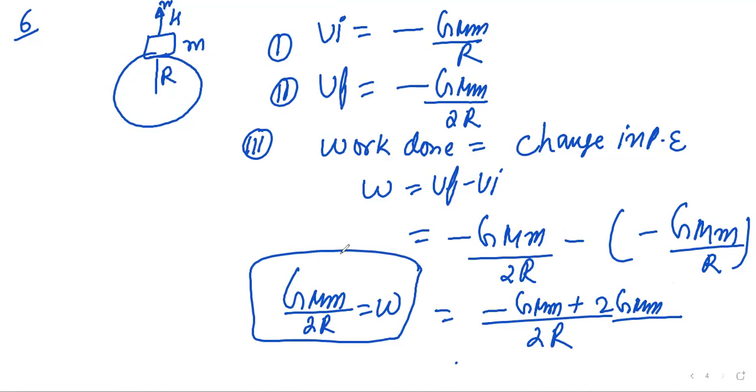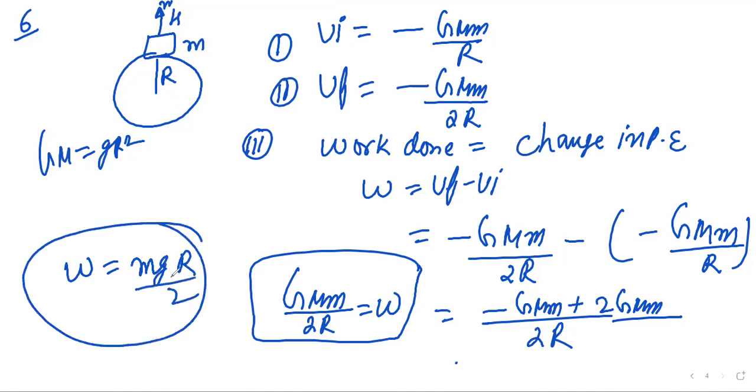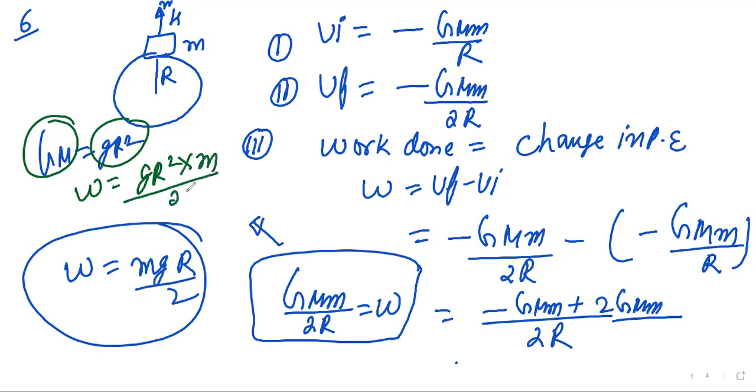Now you can put GM as gR square, as we know. So you can put it for the reduced form. So it will be mgR upon 2 after putting. If you want to see, then you can see the explanation also. So W is equal to, instead of GM, I am putting gR square. So it is gR square into small m upon 2R. So one R will get cancelled. So the remaining is this part. So this is the final answer. You can write it down.